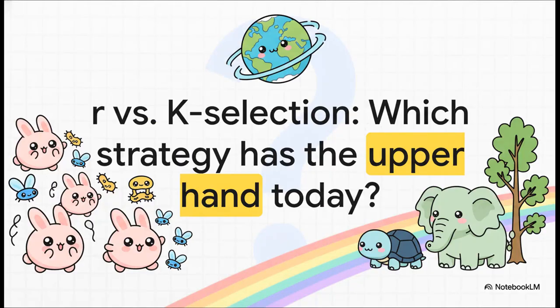So there you have it. We've journeyed from the intricate dance of a single enzyme all the way up to the global strategies for life itself. And that brings us to a final question for you to think about. In a world that's changing faster than ever, which one of these strategies, the fast and furious R selection or the slow and steady K selection, which one do you think has the upper hand today?